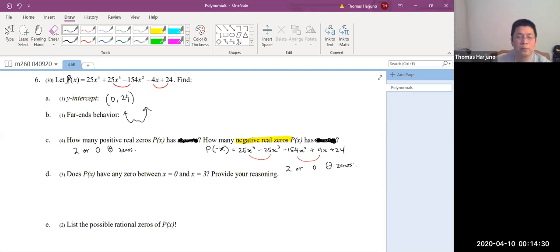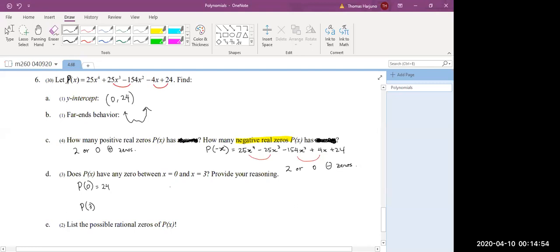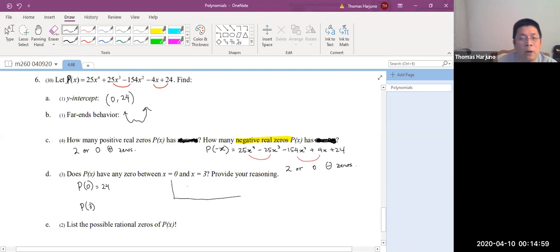Part D, does P(x) have any zero between x equals 0 and x equals 3? To find out, let's find what P(0) is and what P(3) is. P(0) is 24. We know it from the y-intercept. But how do we find P(3)? Remainder theorem, and for the remainder theorem, we use synthetic division.